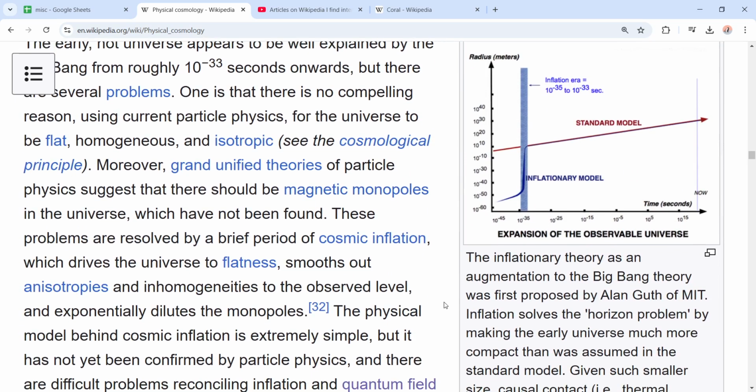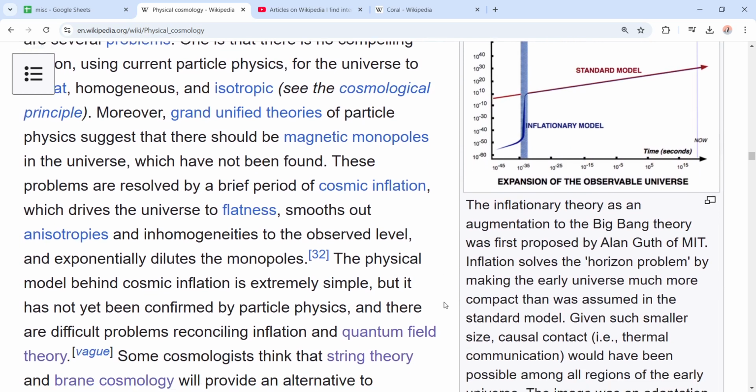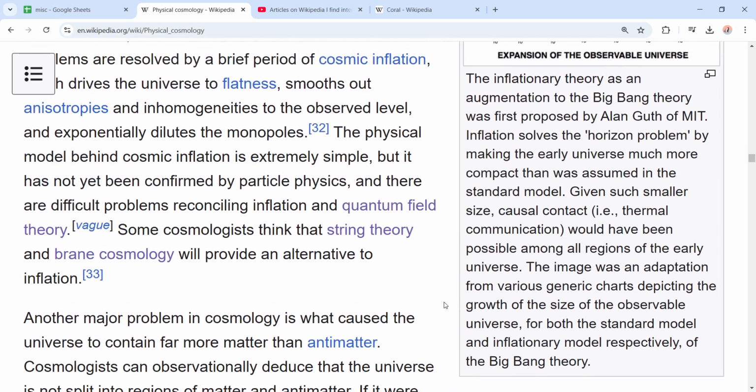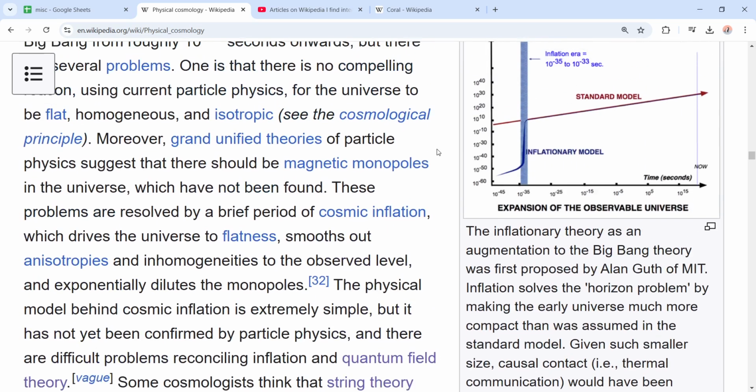Inflationary theory as an augmentation to the Big Bang theory was first proposed by Alan Guth of MIT. Inflation solves the horizon problem by making the early universe much more compact than was assumed in the Standard Model. Given such smaller size, causal contact, i.e., thermal communication, would have been possible among all regions of the early universe. The image was an adaptation from various generic charts depicting the growth of the size of the observable universe for both the Standard Model and inflationary model, respectively, of the Big Bang theory.